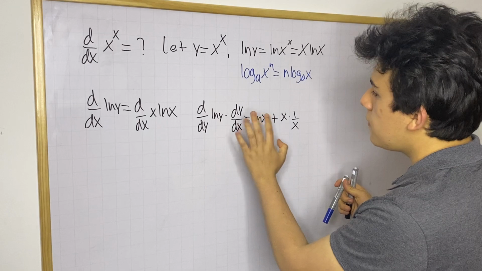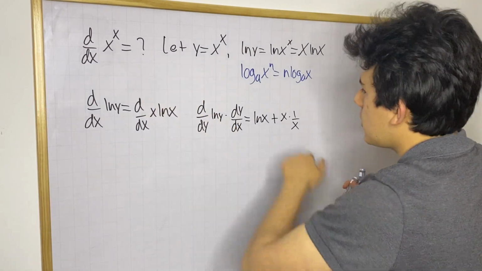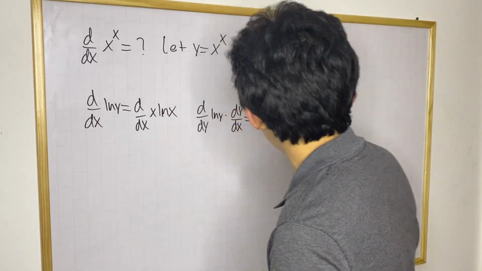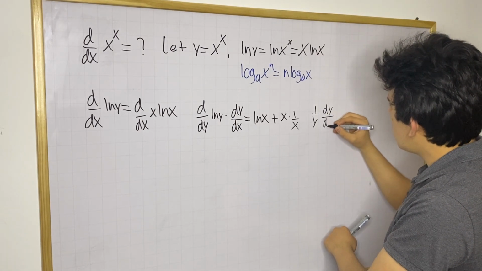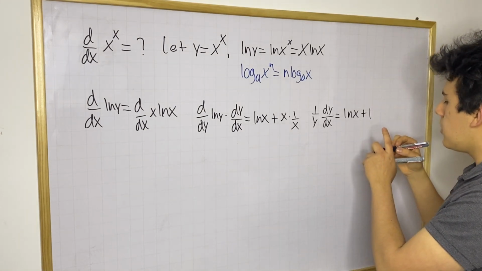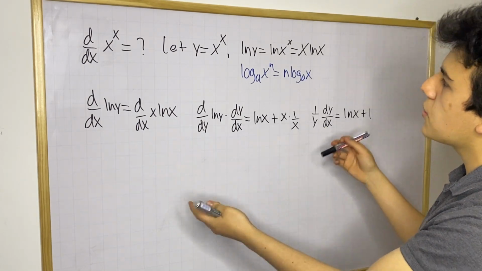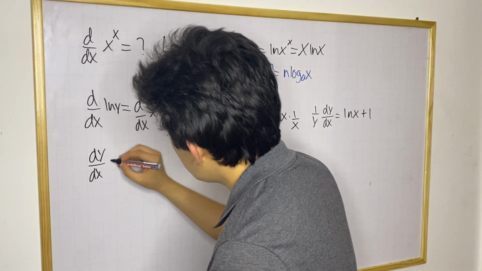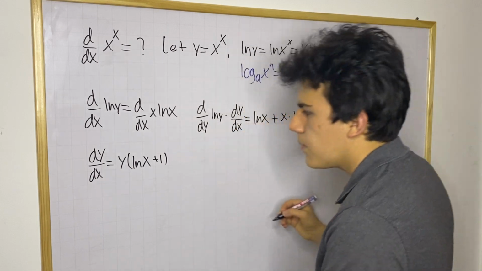And now we can simply solve for dy over dx, and that is how we can use implicit differentiation to solve for this derivative. So we have 1 over y times dy over dx is going to be equal to ln x plus 1, since x times 1 over x is equal to 1, okay? Nice. Now I'm going to solve for dy over dx, and then we can substitute y. So dy over dx would be equal to y times ln x plus 1, okay? This is what you get.